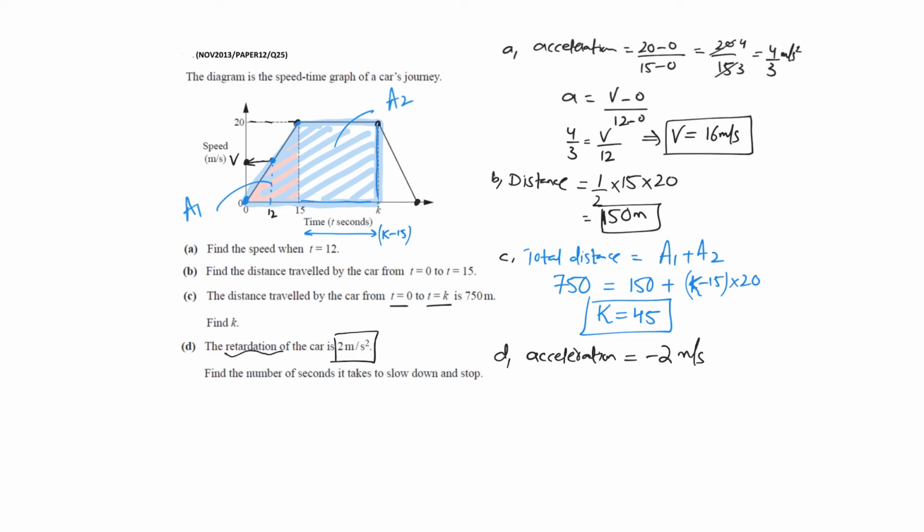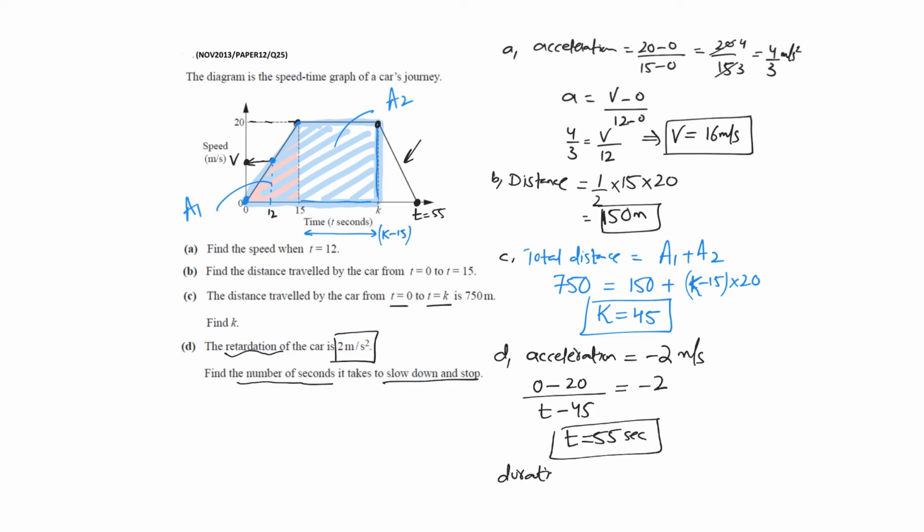Now if I were to take out the gradient at these 2 points, acceleration at this stage would be 0 minus 20 over, let me call this as t minus the value of k, which is now 45. This is equals to -2, and if you cross multiply and figure out the value of time, you must get 55 seconds. So the car actually stops at t equals to 55. The question is saying find the number of seconds it takes to slow down and stop. So the duration it takes to slow down and stop would be 55 minus 45, which is 10 seconds.